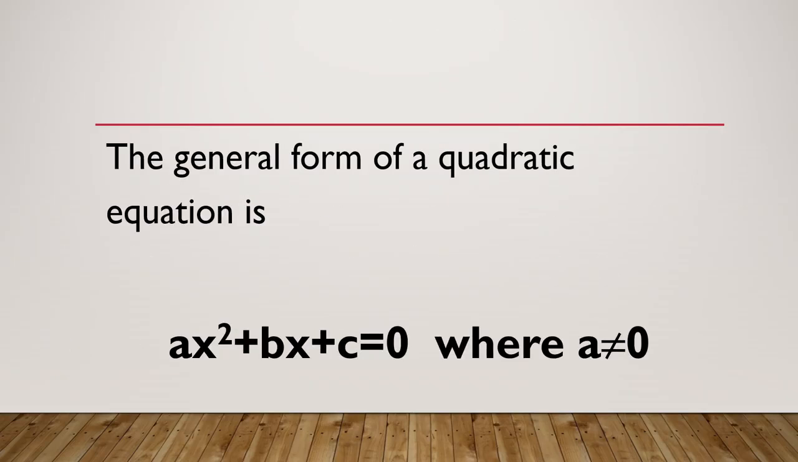The general form of a quadratic equation is ax square plus bx plus c equal to 0, where a is not equal to 0. A is not equal to 0 because once a is equal to 0, the x square term disappears. So when there is no x square term, it is not a quadratic equation.